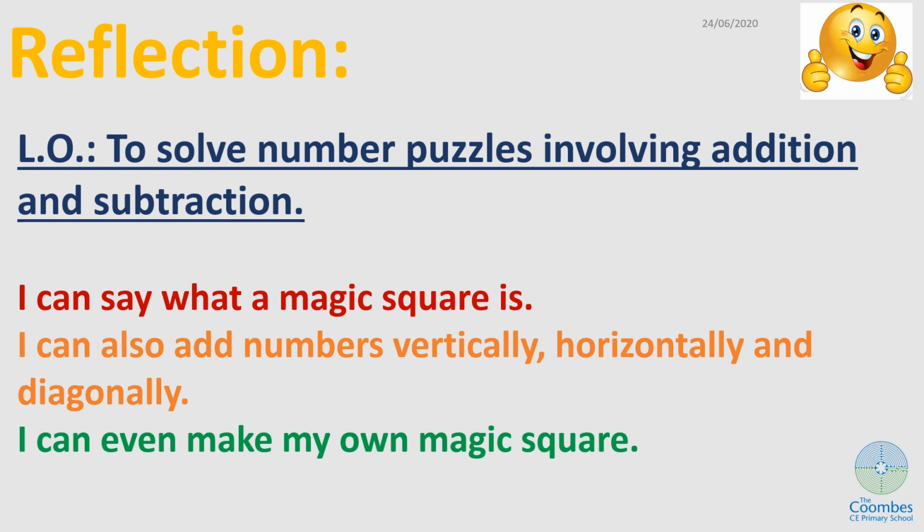Just as a reflection, can you say, or do you know what a magic square is? Now, were you able to add numbers vertically, horizontally, and diagonally? Were you able to make your own magic squares? Now, if you were able to do all that, well done. You can now solve number puzzles involving addition and subtraction.